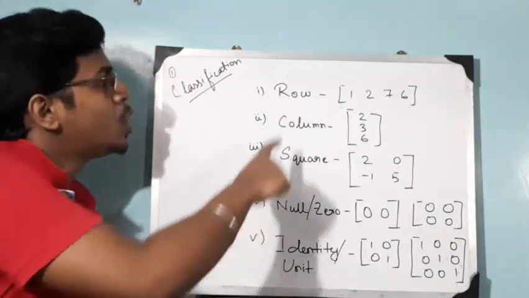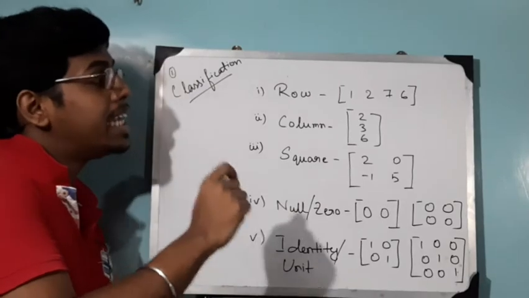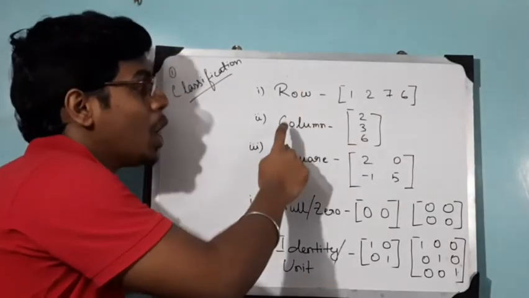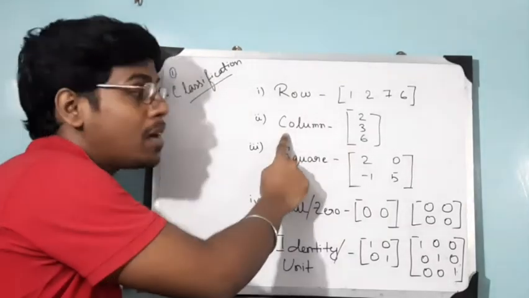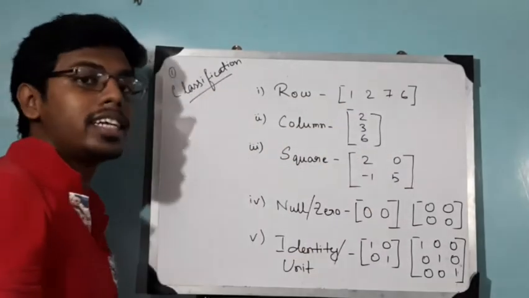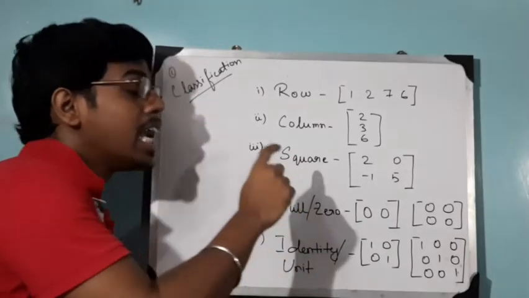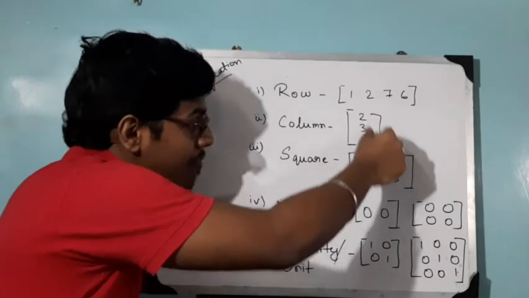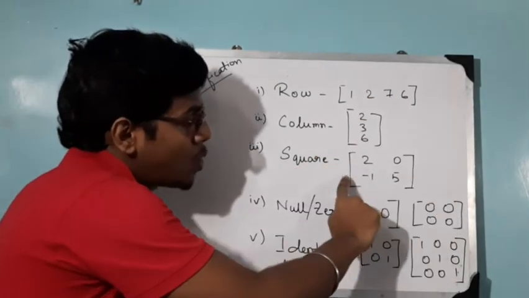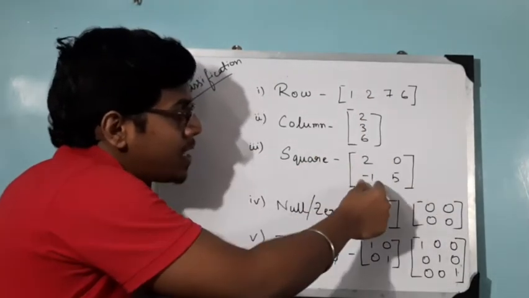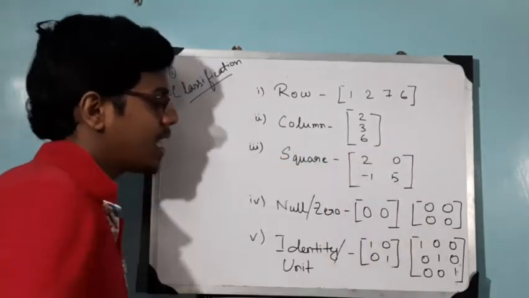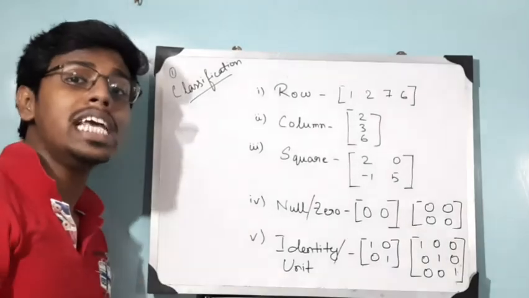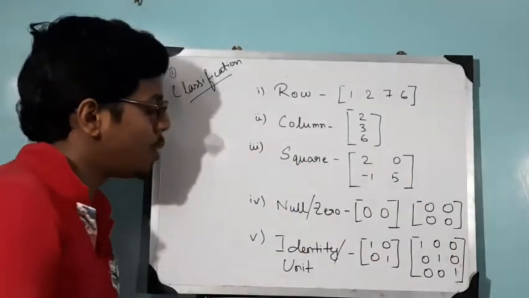Row matrix is where there is a single line of numbers arranged horizontally. Where there is a single line of numbers arranged vertically, that is a column matrix. In a square matrix, there will be an equal number of elements in each and every row and each and every column. See, 2 elements in the first row, 2 elements in the second row, 2 elements in the first column, 2 elements in the second column. A matrix consisting of only the digit 0 is called a null or zero matrix.